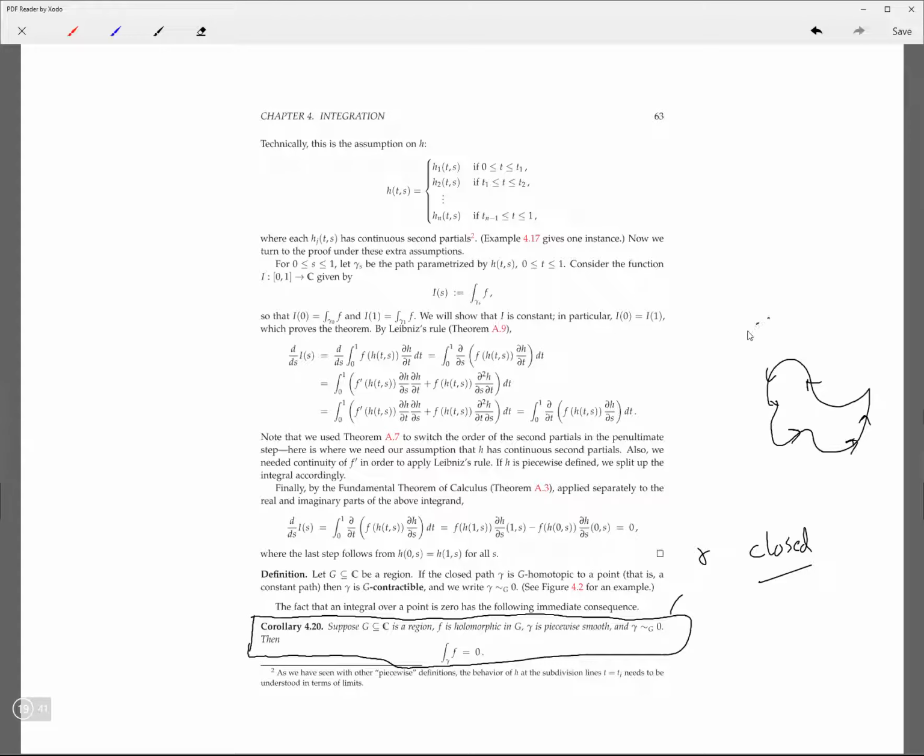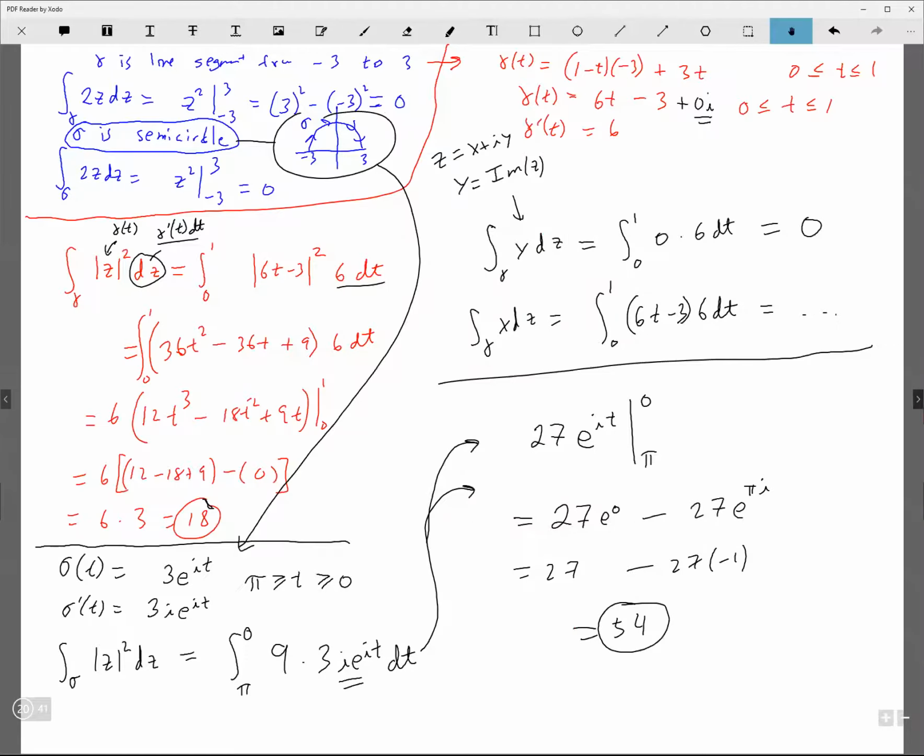Okay, here we've got it going in a negative orientation, and let's say this is G right here. So that's G, and gamma is completely in there. And by staying in G, you can shrink this down to nothing without passing through any singularities of f, without passing through any points where f is not holomorphic. Then the integral of f is going to be 0.